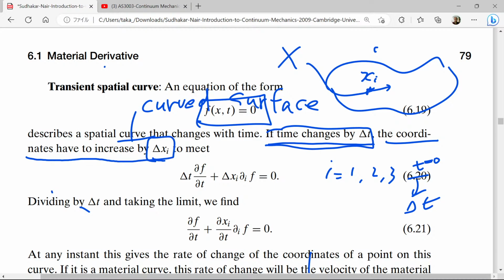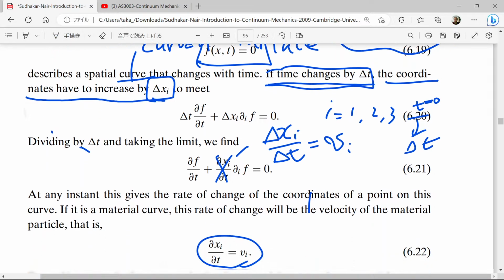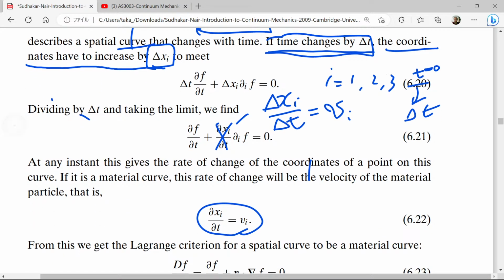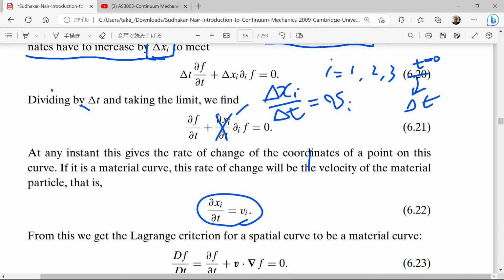So by definition, this partial derivative, I would say, is strange. This one you can replace with delta xi over delta t. And this is exactly the velocity vi for particle x. And I don't think there is any ambiguity. So this is kind of strange. I don't say this, I just say delta.